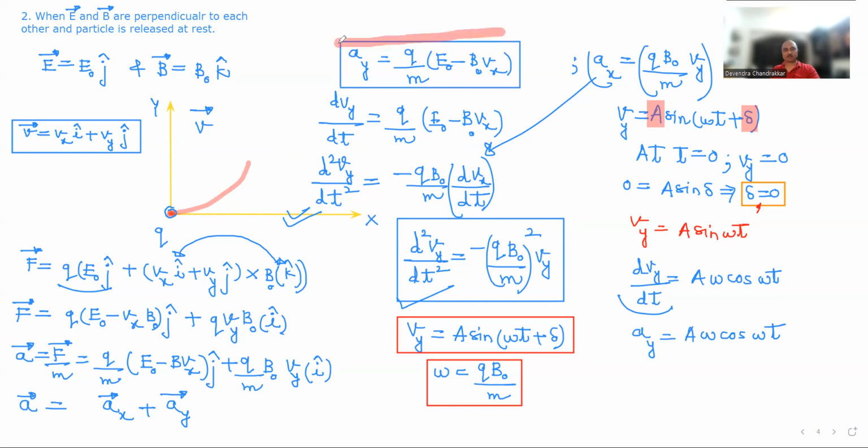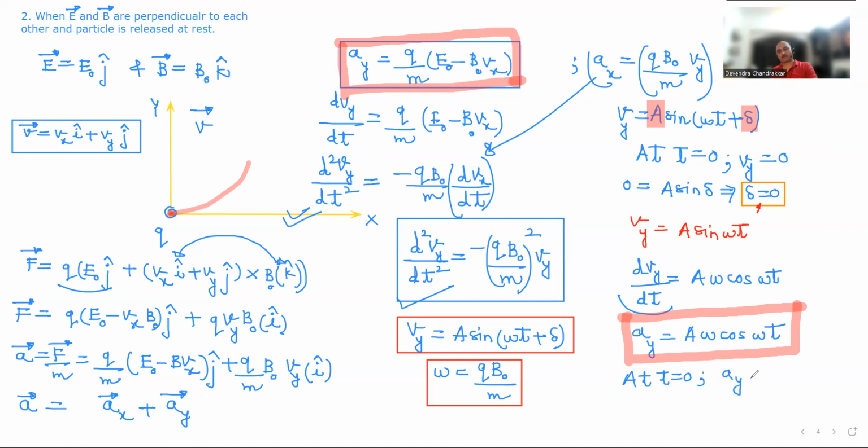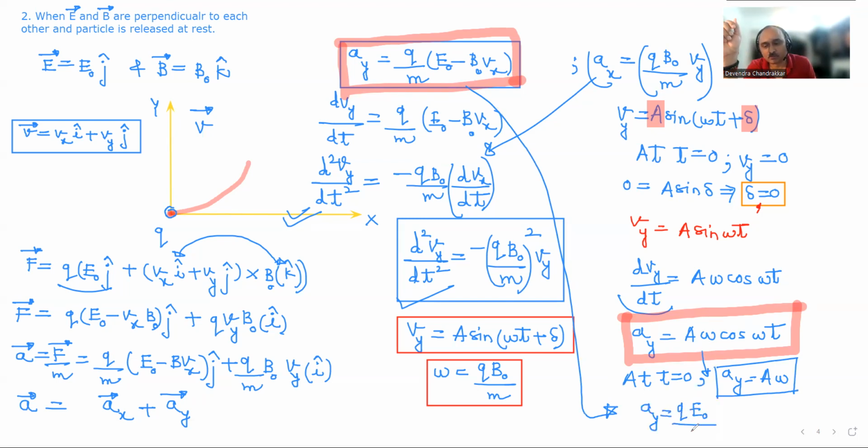Now we have this equation for ay and this equation for ay. Check karo. At t is equal to 0, what is ay? From here, ay will be a omega. And from here, Vx is equal to 0, so ay is q e naught by m. Now equate these two equations. From here you get a, and what is that a? Q e naught by m omega.